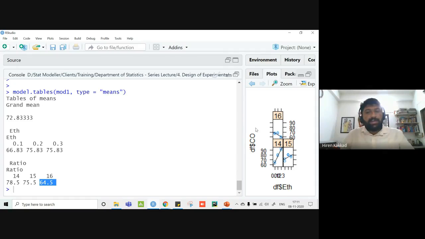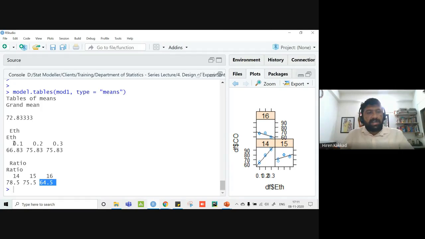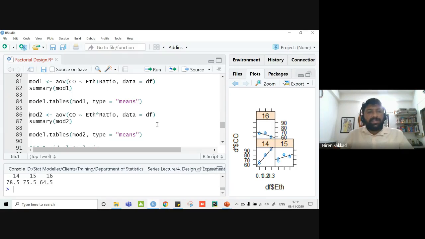Now it is quite similar to what we discussed during the box plot, that the ethanol level should be at 0.1 and the ratio should be at 16. So that is what we have just understood from this also. But see, we have also found the interaction effect. So we can't just draw our conclusion from this simple analysis, right? If there is no interaction effect, then up to this point, that is fine. But let us add the interaction effect to this.